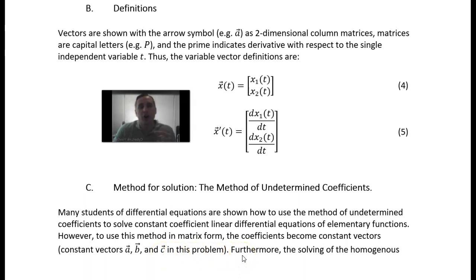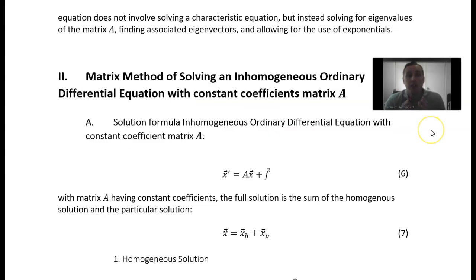Furthermore, when you solve the homogeneous part of the differential equation, the homogeneous solution is actually not going to involve a characteristic equation, which typically you can factor and then get exponentials. It's still going to involve exponentials, but it's going to involve what we call a matrix exponential. So instead, we're going to be solving for eigenvalues of the matrix A, finding the associated eigenvectors, and allowing for the use of those exponentials.